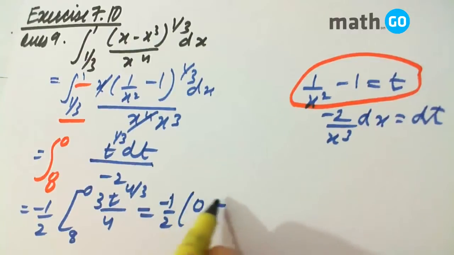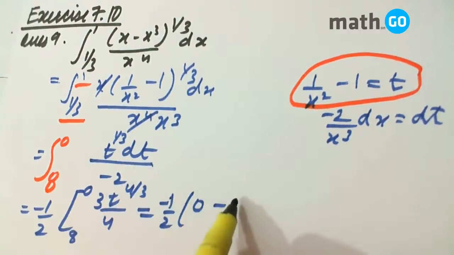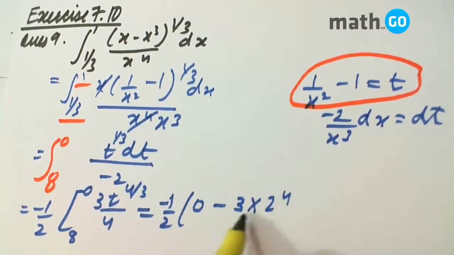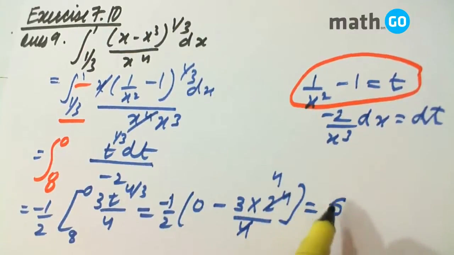we get 0. Minus, if we put 8 equals to 2 ki power 3. So we will be left with 3 into 2 ki power 4 upon me 4. Left with 4. So our answer becomes 6.